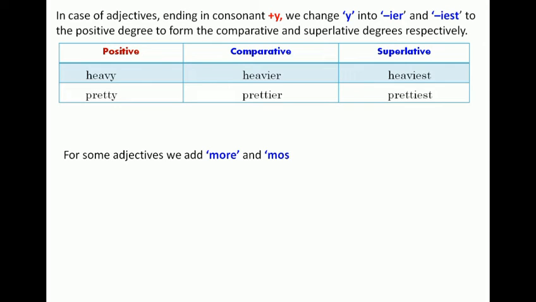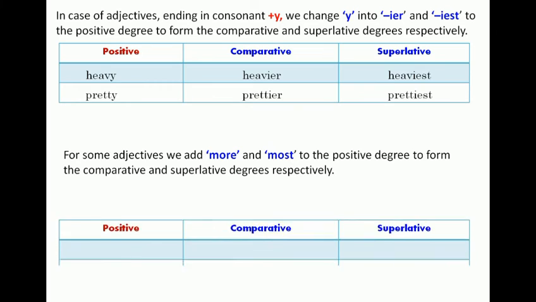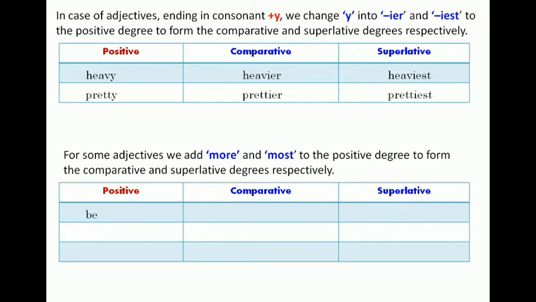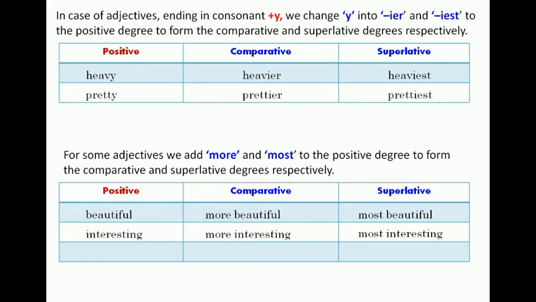For some adjectives, we add more and most to the positive degree to form comparative and superlative degrees respectively. Beautiful in comparative form, more beautiful in superlative form, most beautiful. Similarly, interesting, more interesting, most interesting. Enjoyable, more enjoyable, most enjoyable.